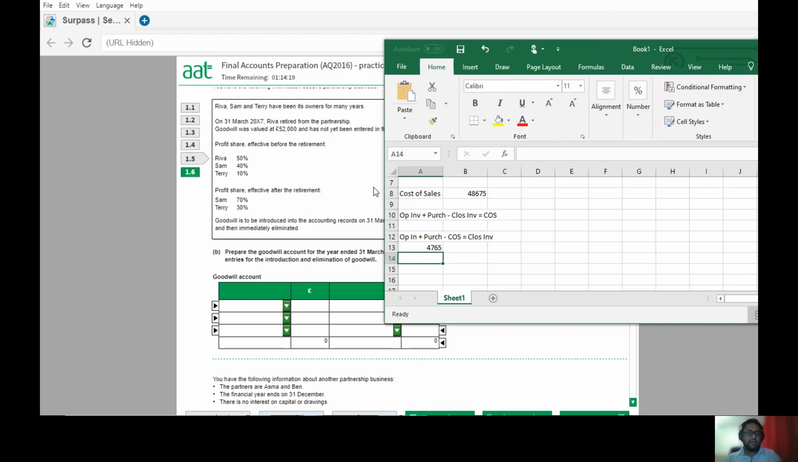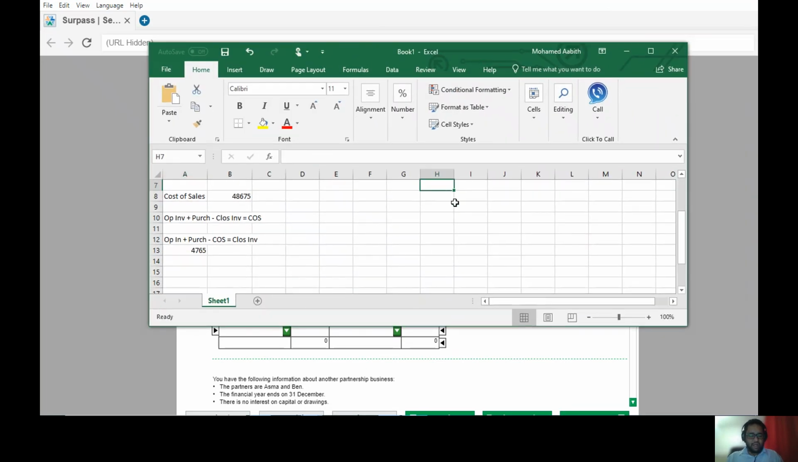Okay, so we have Riva, Sam, and Terry. So here, I'm just going to bring it up. A capital account for Riva, Sam, and Terry. This is how their capital accounts should look. Initially, they'll have an amount on their credit side. So this is how their T account will look. I hope I can get something clearer this way. So these are their T accounts for their capital.